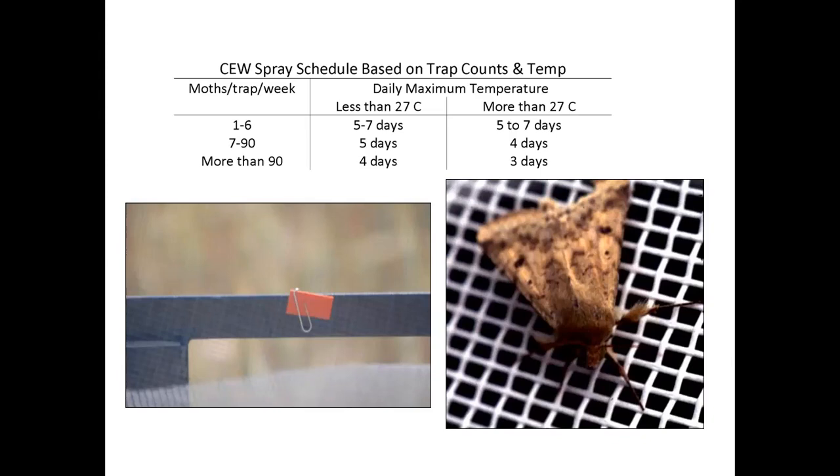Once the silks dry down, they're no longer attractive to those moths. But if an infestation happened before that, the larvae are still going to be inside those cobs. You can't get rid of what's already there if you were a little bit late in your spraying.